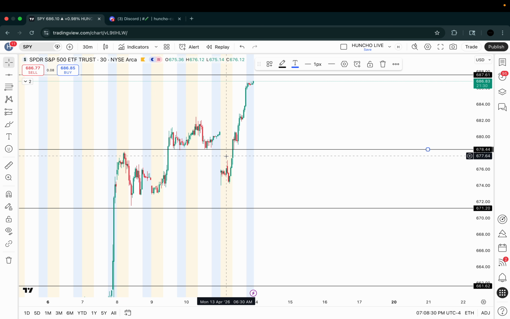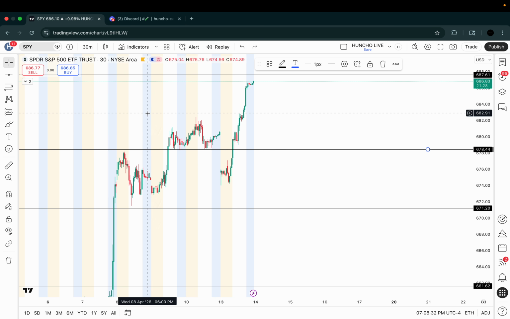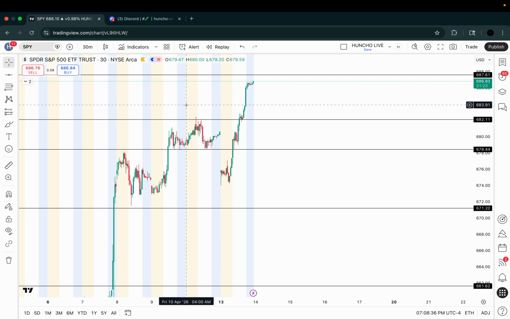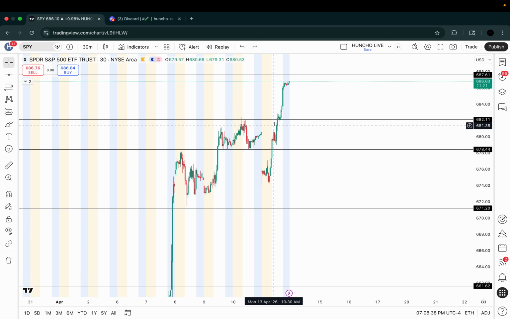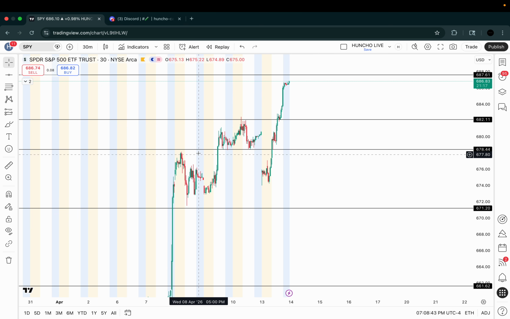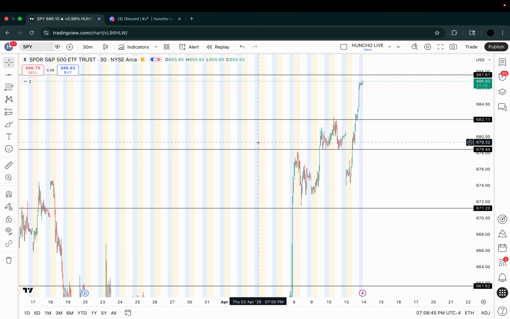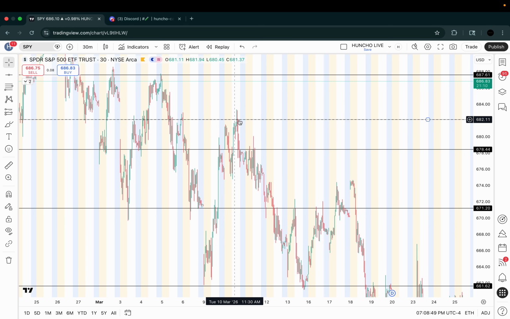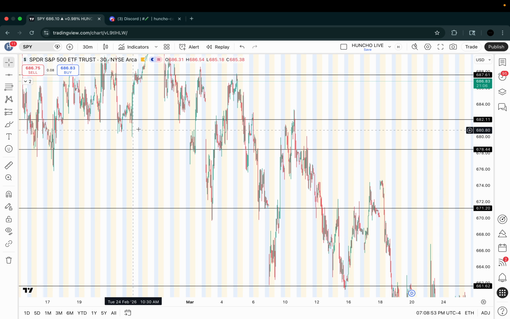Like 678.44, that's important. You guys can see. And then I'd mark another area right here. We could probably use this 682.11, it's right here. We have this support here, resistance. So this area would be consolidation. I'd watch this area, but if you go back, you can see how this confirms that these levels need to be watched here.